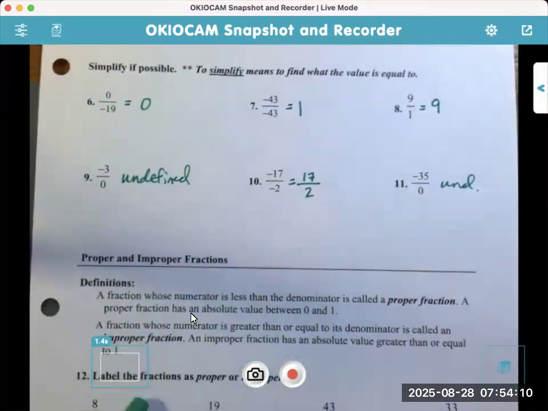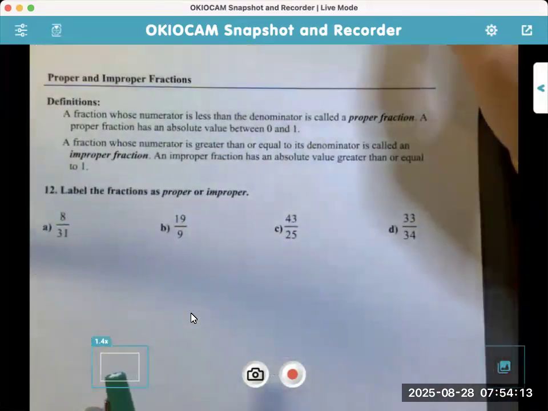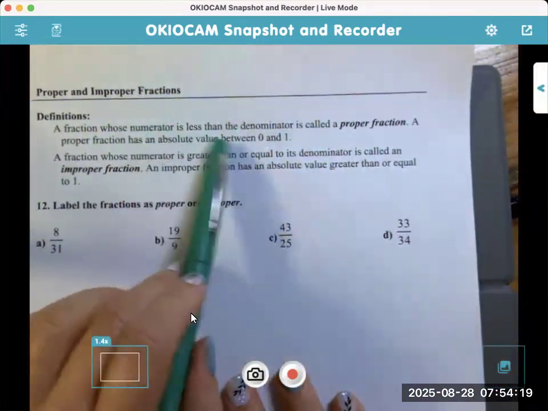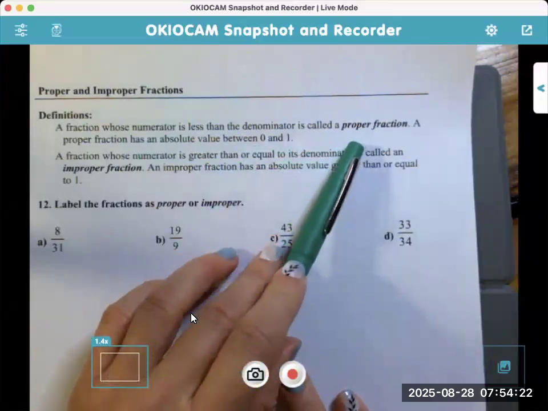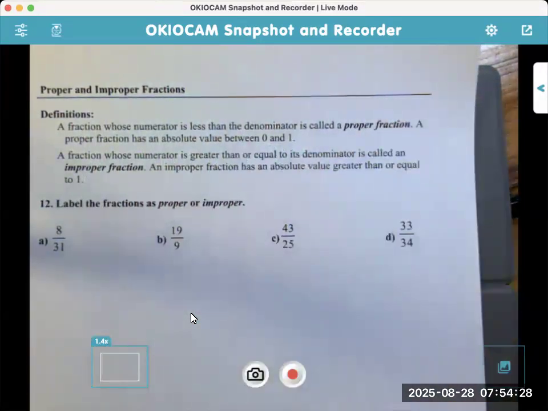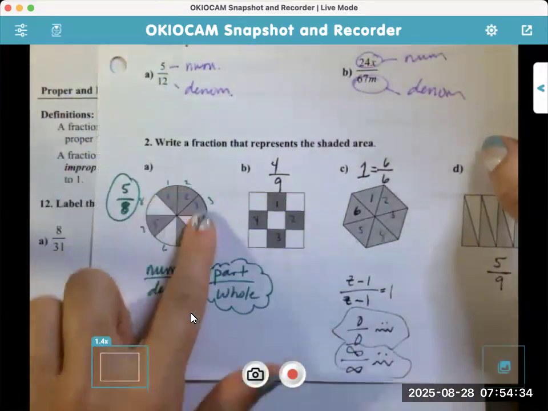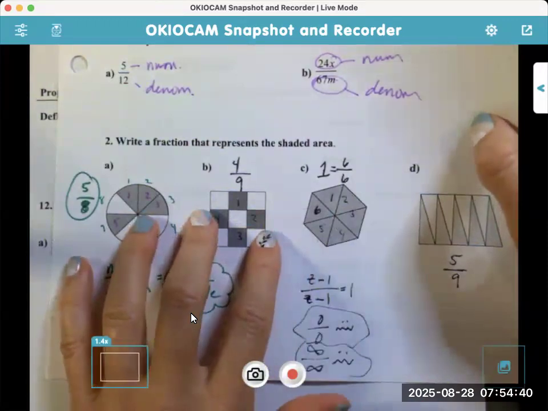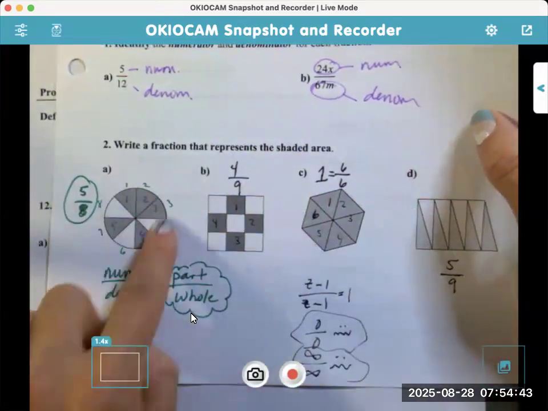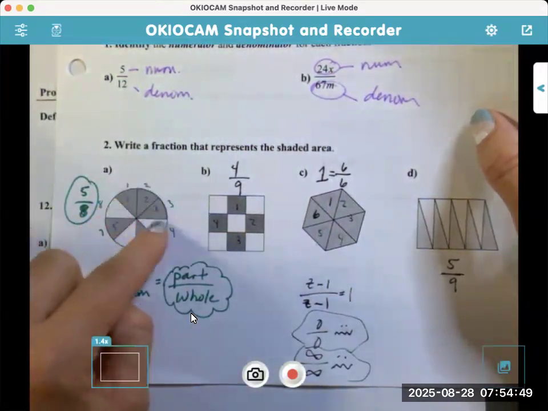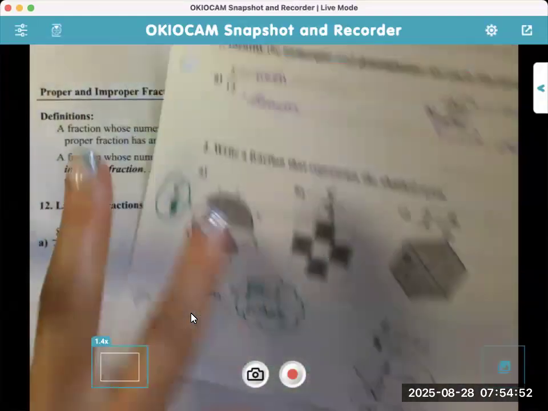So then we move on to proper and improper fractions. A fraction whose numerator, so the top, is less than the denominator, is called proper. A proper fraction has an absolute value between 0 and 1 because it's a fraction, right? So in terms of our shaded areas earlier, proper means that I don't have more pieces than my unit as a whole. Like for my pizza, I just have 1 pizza. So it would be proper if I don't take any more slices because I have one single pizza.